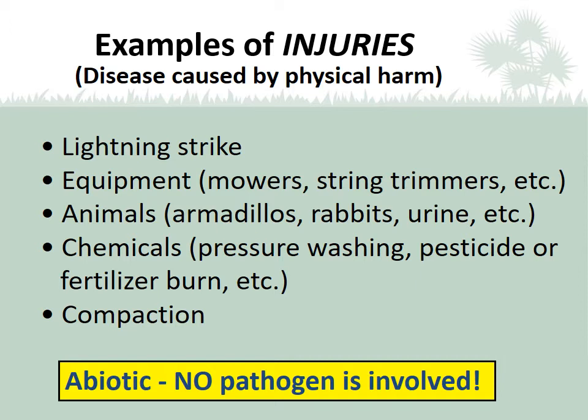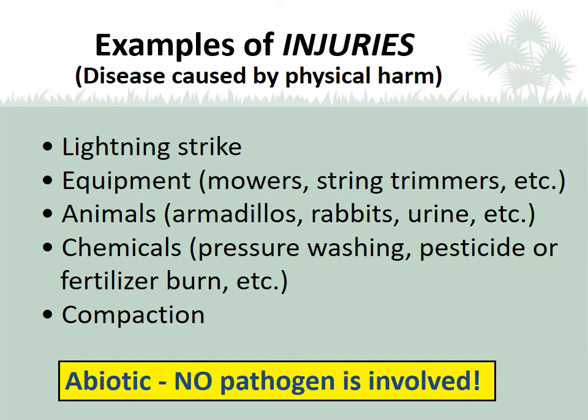Also, animals can burrow and cause issues with the root systems of given plants. It could be rabbits or other rodents which cause issues in this way, and they can basically gnaw their way through some of the plant itself, causing harm and injury as well. Finally, chemicals and compaction also cause injuries to the plant.